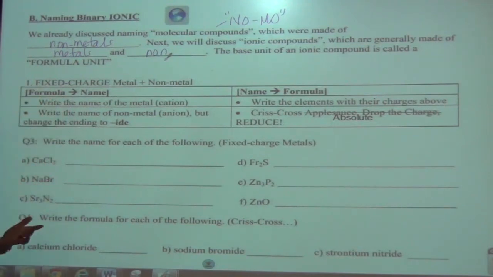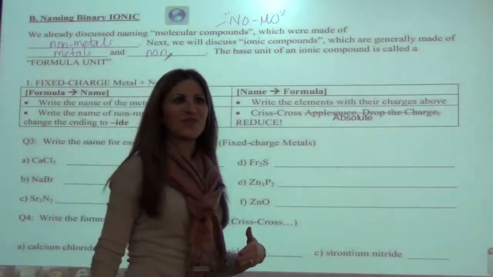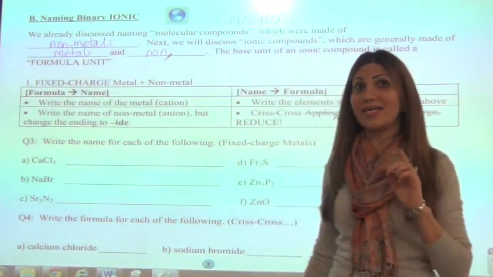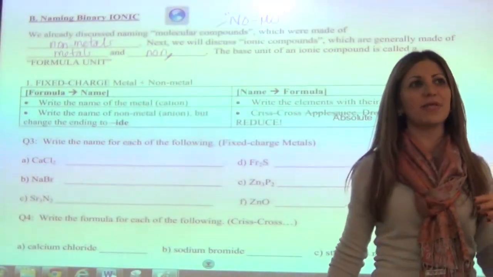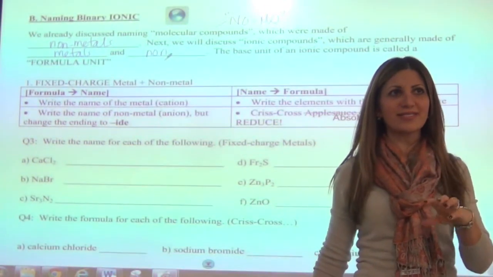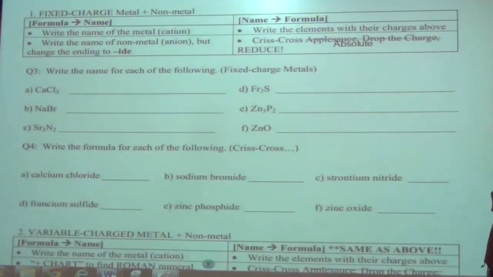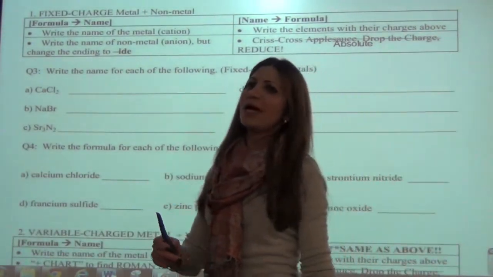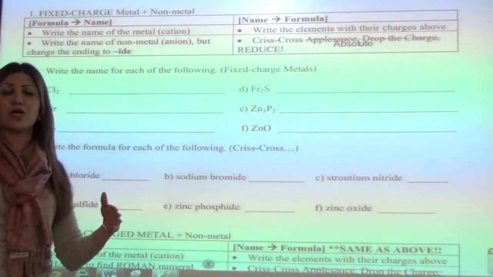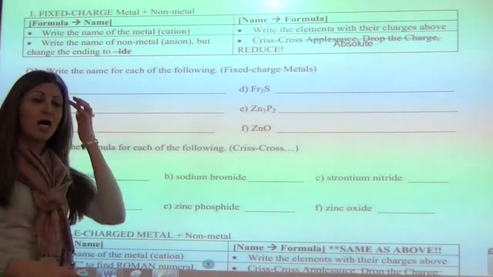All right. Some of these are going to be a lot easier than naming the moleculars, and you're going to see why in just a second. But then it gets a little bit harder. So in the beginning it's really easy, and then it gets a little bit harder. Okay? So it says write the name for each of the following. These have to be fixed charge metals. We're not going to talk about the variable charge ones until the next part, the next lesson.